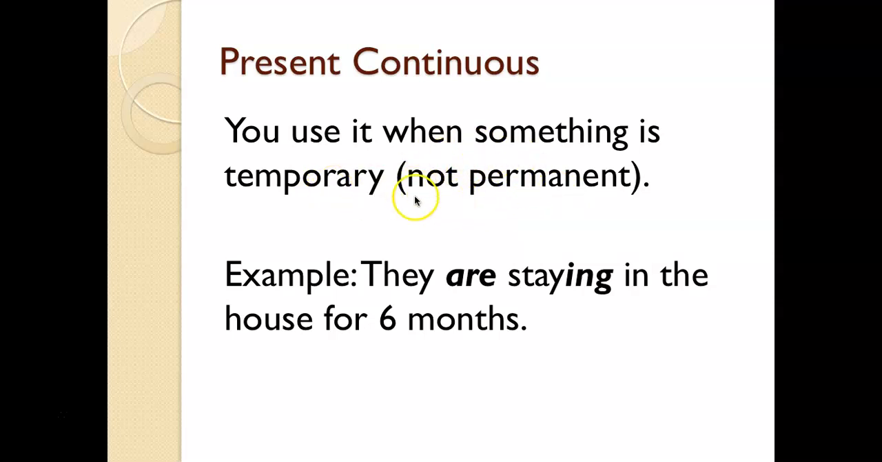If we say not permanent means also not for long or short time. So example, they are staying in the house for 6 months. So 6 months is temporary, it's not long. Something permanent would be like if you stay in the house forever, or if you have lived there for 15 or 20 years, that's more permanent.